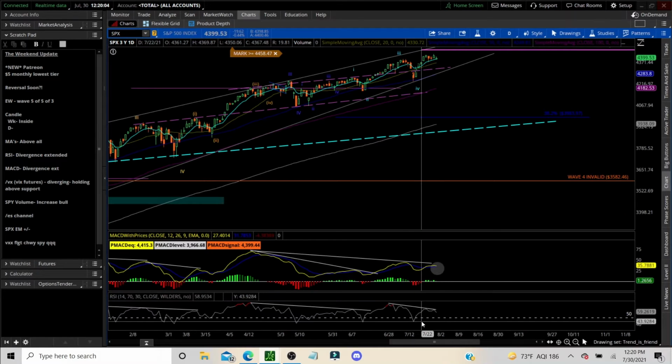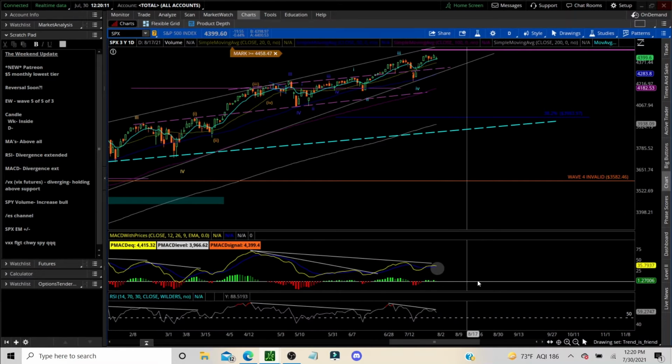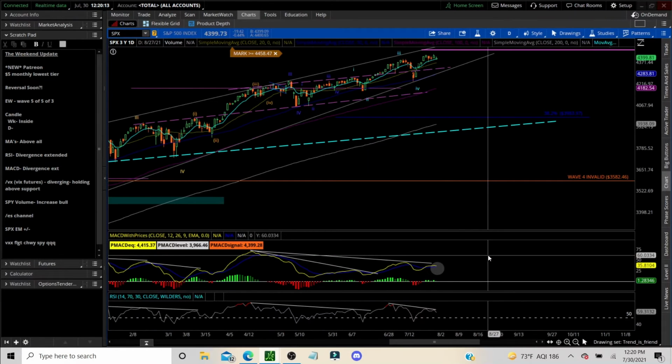This pullback, this next pullback, I think will come down much slower into overbought territory as a wave 4 before we actually start to head to the upside.